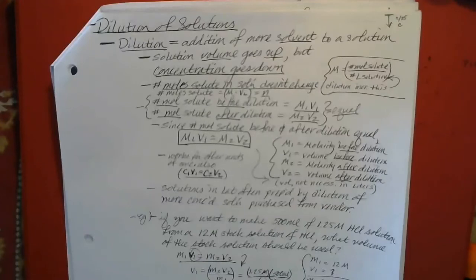Dilution is an important concept. We're probably familiar with it in everyday life from any number of different instances. Dilution essentially means adding more solvent to a mixture. So the volume goes up, but the concentration goes down.